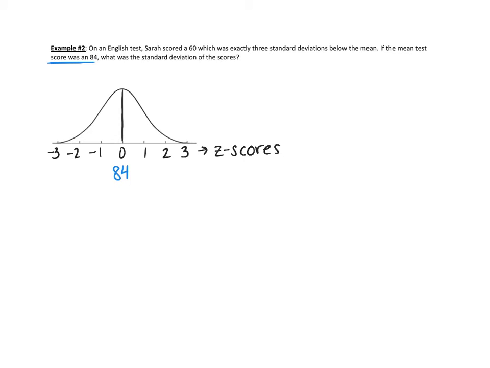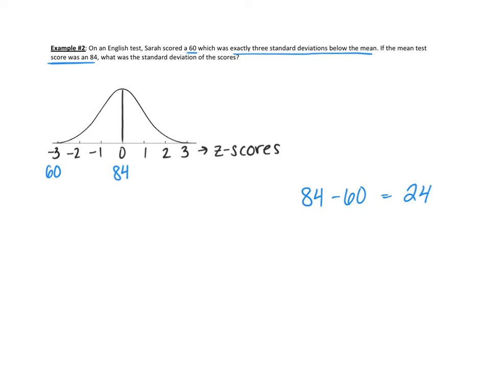And they say that Sarah got a 60, which was 3 standard deviations below the mean. So for -3, I can put 60. And the question is asking us, well, what is the standard deviation? Basically, they're saying, what am I subtracting, not 1, 2, but 3 times to get 60? So you want to look at basically the difference between these two. So if we took 84 and subtracted 60, that should give us 24.